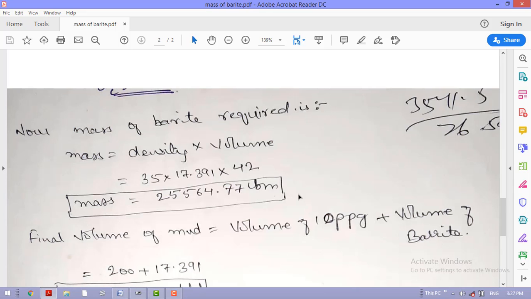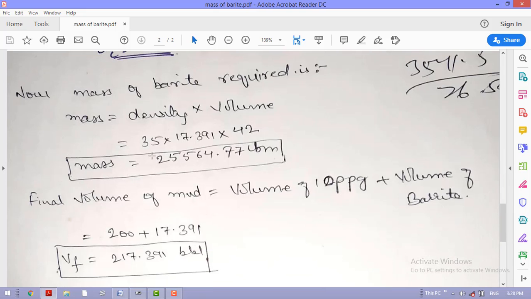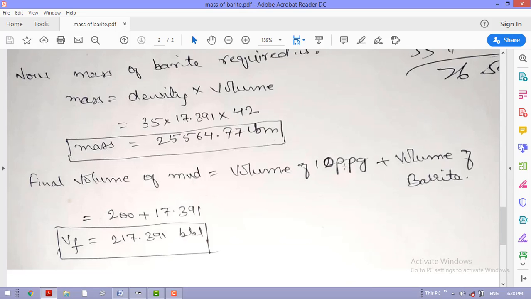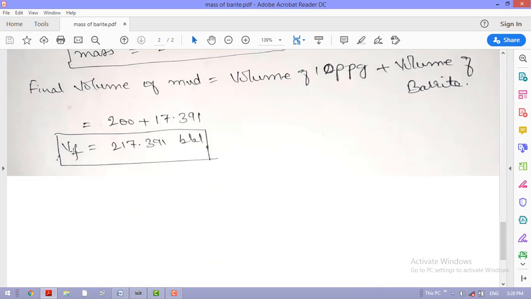That's the end of the solution for this question. But in the next step, I have also calculated the final volume of mud required, which is very easy. It is the volume of 10 ppg mud plus the volume of barite required. The volume of 10 ppg mud is given in the question as 200 barrels, and the volume of barite we have calculated as 17.391. So the final volume of the mud will be 217.391 barrels to convert 10 ppg mud to 12 ppg mud by using API barite.